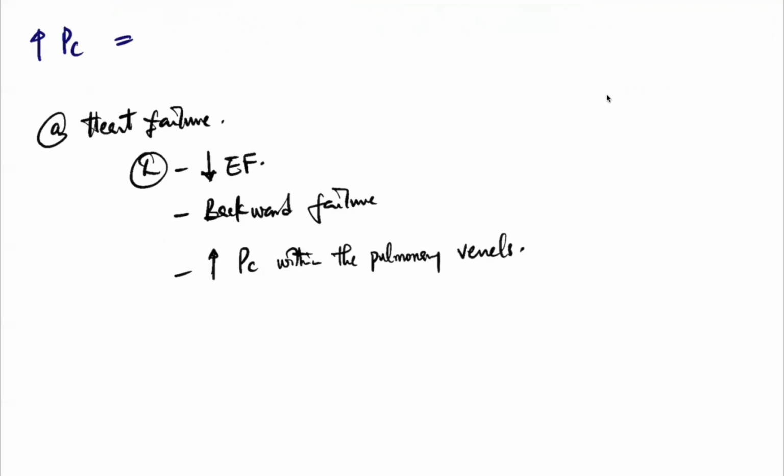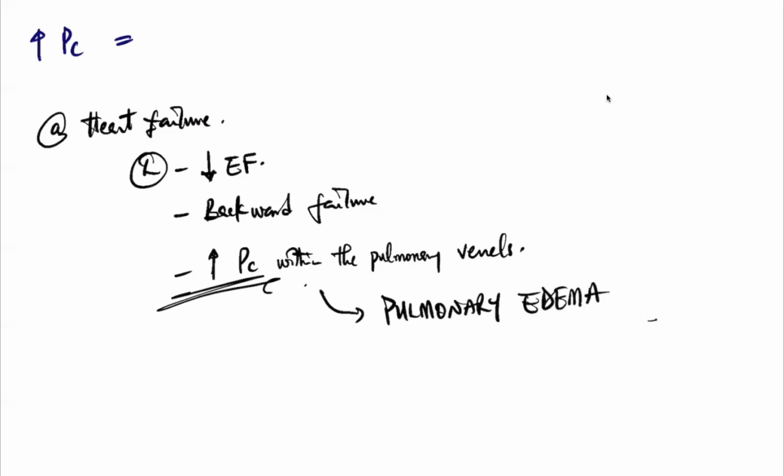Think of it. Blood backs up from the left ventricle into the left atrium and then into the pulmonary veins. When this blood backs up into the lungs, the capillary hydrostatic pressure within the lungs is increased. And as a result, what happens? Fluid leaks out of the blood vessel into lung tissue and causes what? Pulmonary edema. So this is the underlying mechanism for pulmonary edema.